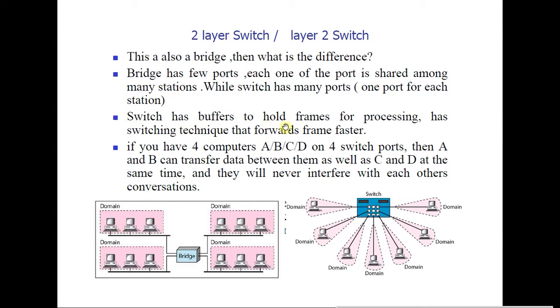Switch has a buffer to hold frames for processing, and has switching techniques that forward frames faster. If you have 4 computers A, B, C, D on 4 switch ports, then A and B can transfer data between them, and at the same time C and D can send data between each other. They will never interfere with each other's conversation. Because of this, we can send data faster by using switching techniques.